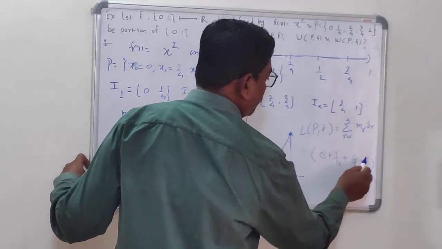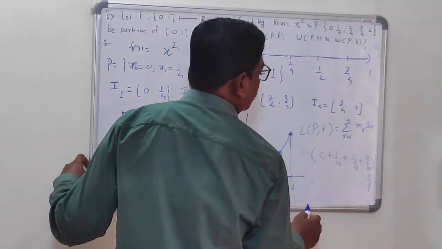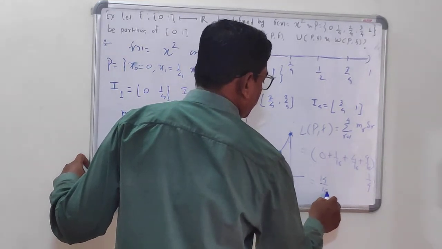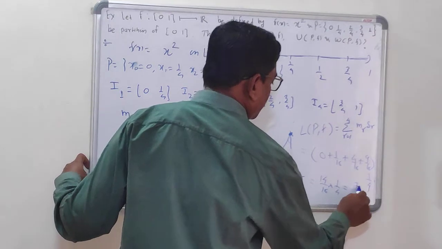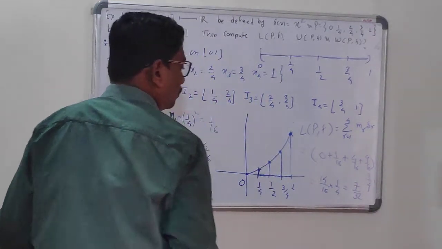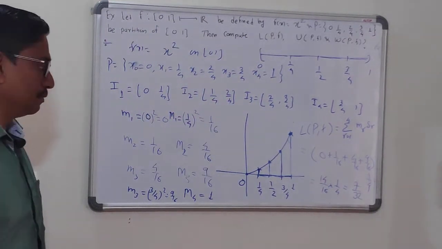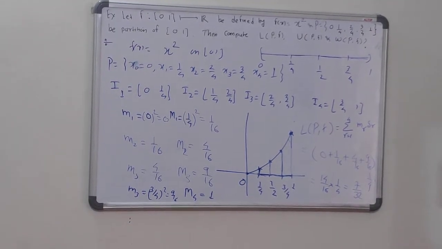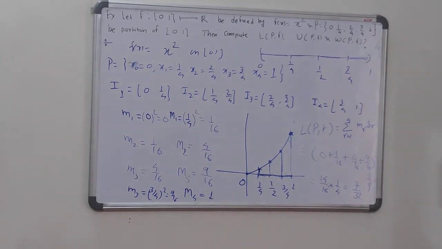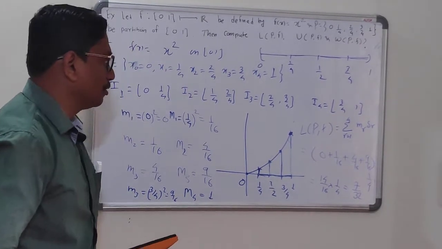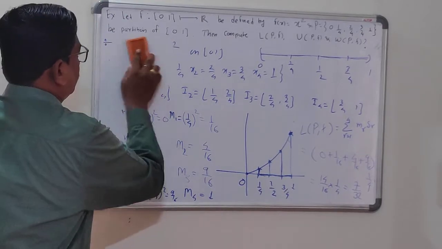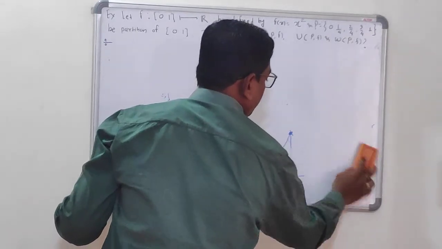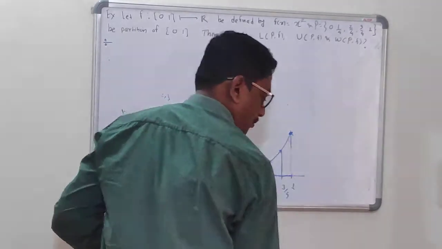So this value comes up as 9 plus 4, 13, 13 plus 1, 14 by 16, 14 by 16 multiplied by 1 by 4. So it looks like 7 by 32. This is the value of the lower Darboux sum, LPF. Now we will calculate the upper Darboux sum. For that, you can take a screenshot of this till then. Keep this value in mind, 7 by 32.